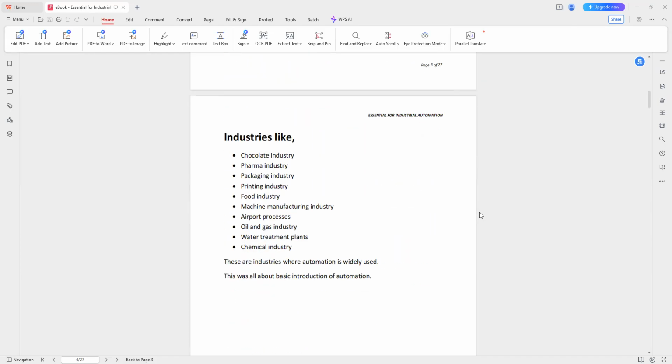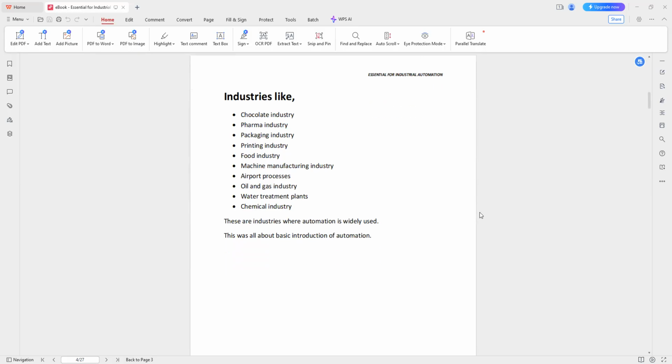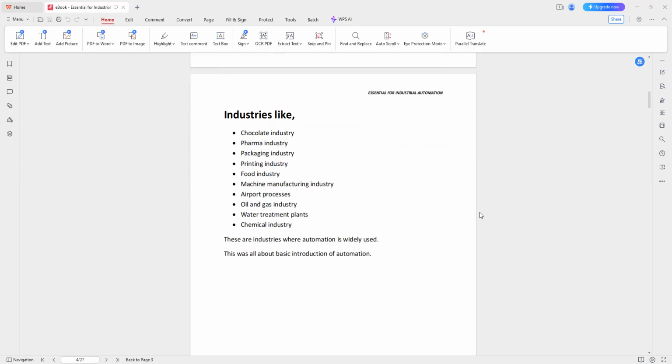It's a normal thing, no need to deep dive into it. Right now, as per your knowledge, you are in a pharmaceutical background. But industries like chocolate, pharma, packaging, printing, food, machine manufacturing, airport, oil and gas, water treatment plants, and chemical industry. You can go into any sector if you are in the industrial automation field, right?